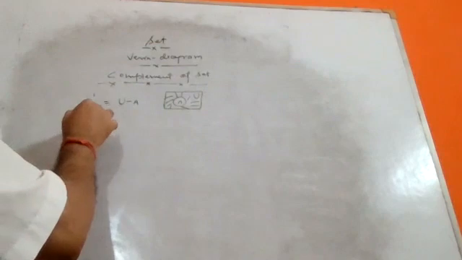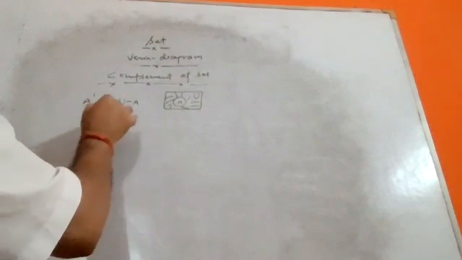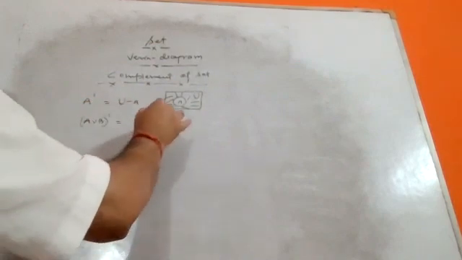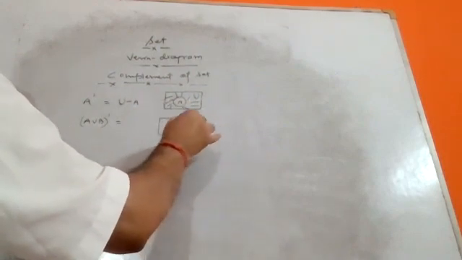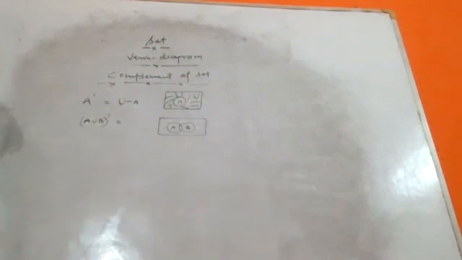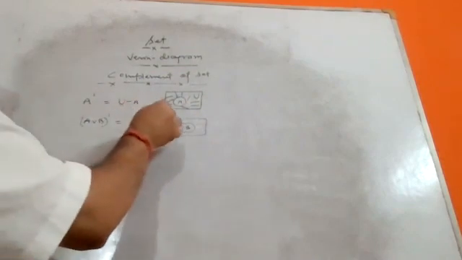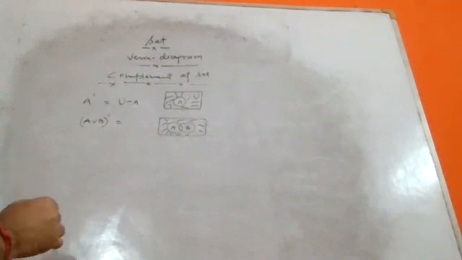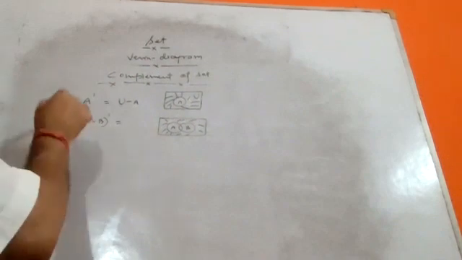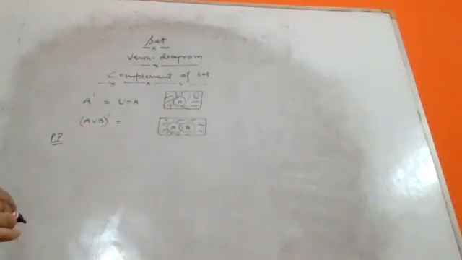For example, if we write the complement of A union B, with the help of a Venn diagram, this is your A, this is your B, and they ask for A union B complement. So this portion is your A union B complement. Now some properties we have to discuss. These are some basic scenarios of the complement of a set.